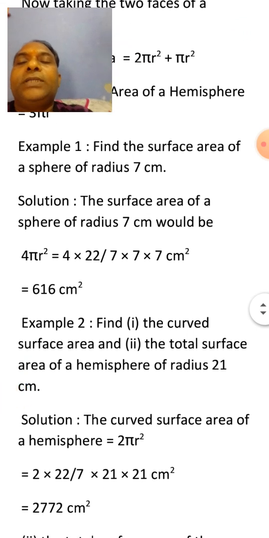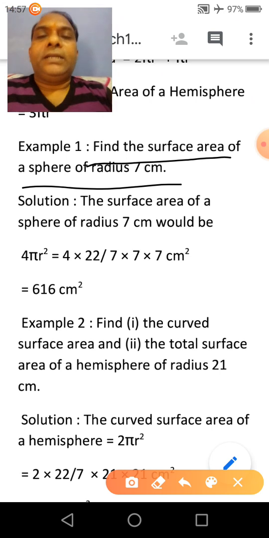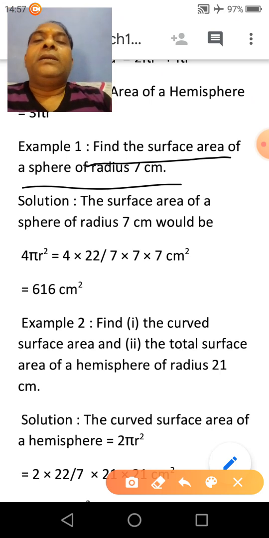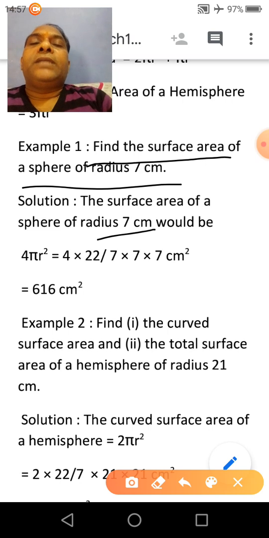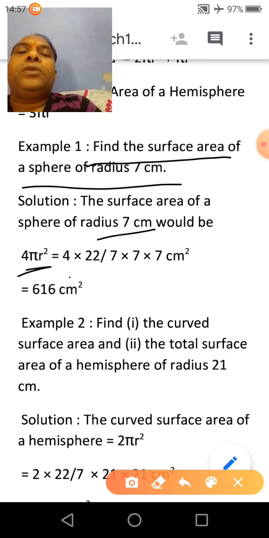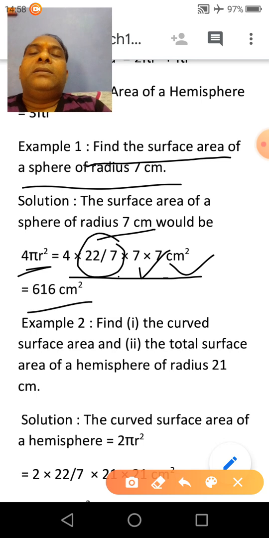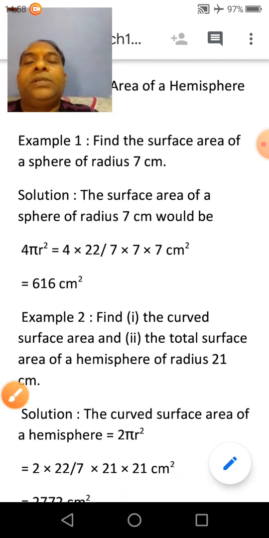So example number 1. Find the surface area of the sphere of radius 7 centimeter. So radius of the sphere is given 7 centimeter. You have to find surface area. We know that surface area of sphere is equal to 4 pi r square. So which will be equal to, put the value of 4, put the value of pi and r square. So pi is 22 by 7, r into r, solve, then this will be equal to 616 centimeter square is the answer. Now see the next example.